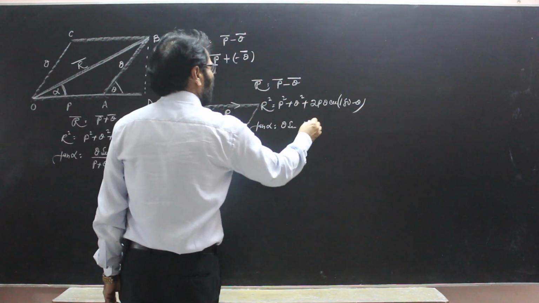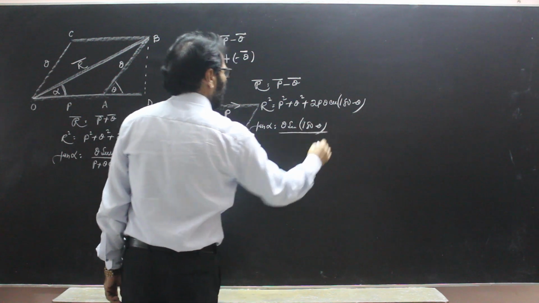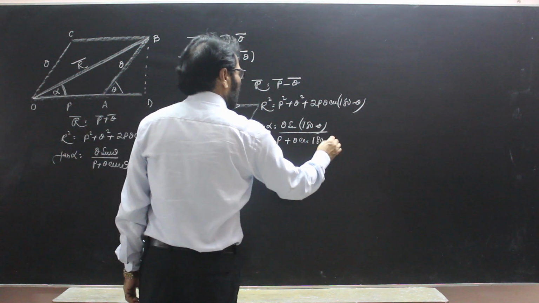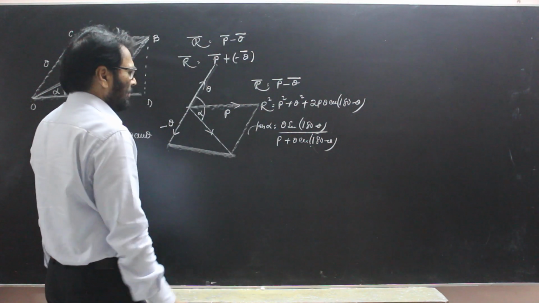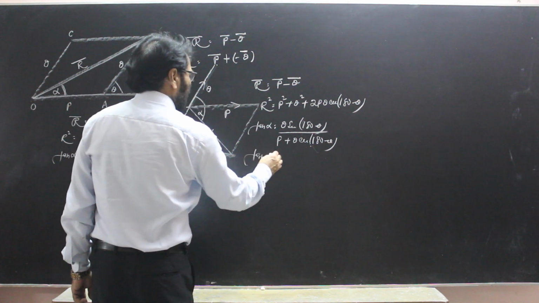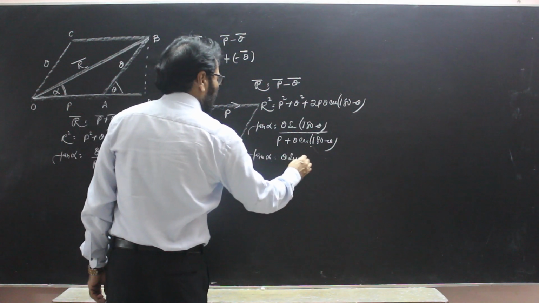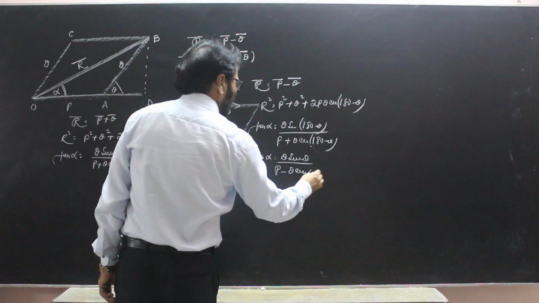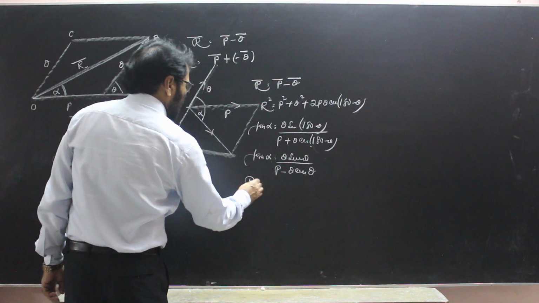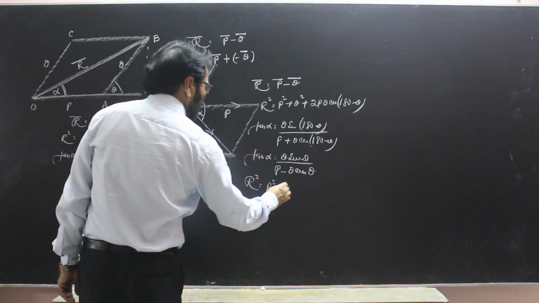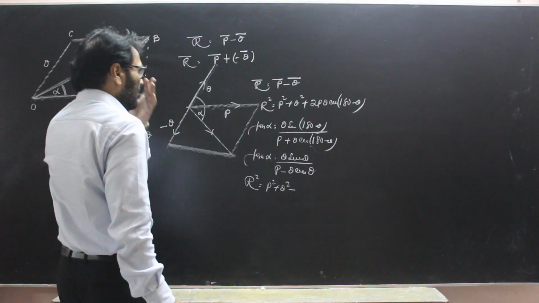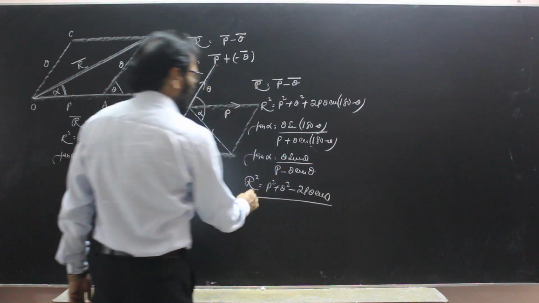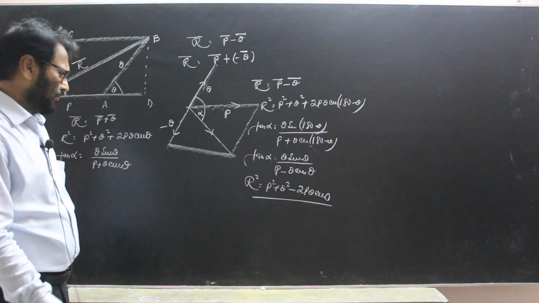Q sin 180 minus theta by P plus Q cos 180 minus theta. So it is tan alpha is Q sin theta by P minus Q cos theta, and R square is P square plus Q square minus 2PQ cos theta, if theta is the angle between P and Q.